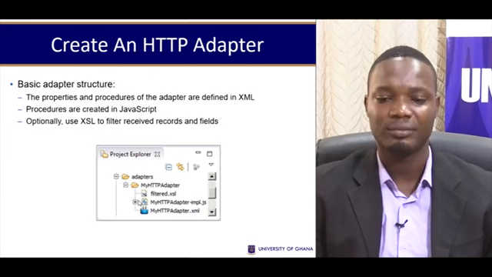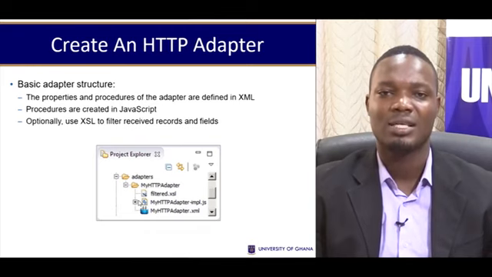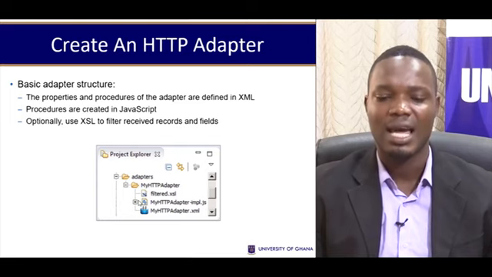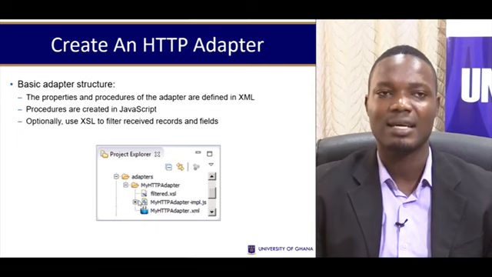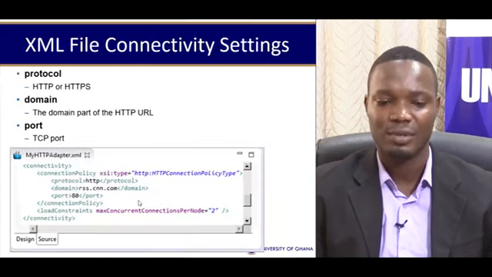Okay. So how do we create an HTTP adapter? We'll follow the same scenario we used in creating our previous adapter, which is the SQL. And then instead of choosing SQL adapter, we'll choose HTTP adapter. After that is created, with a structure, it is going to give us 3 files. We have the XML file, the JavaScript file, and then the XSL file. Now, the XSL is optional, so we could use that to filter received records and fields.